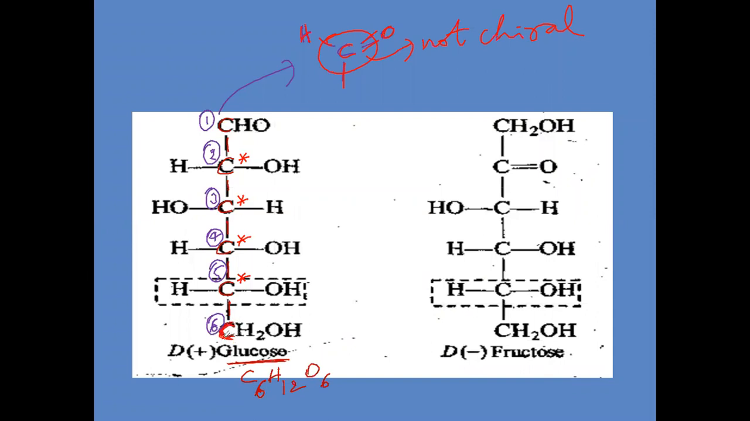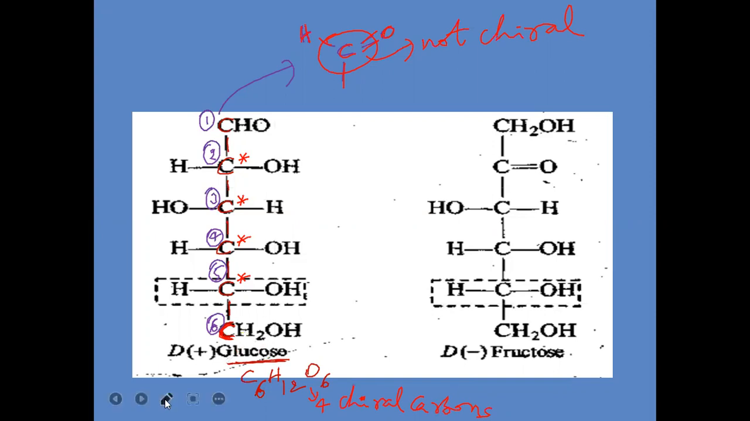And the last one is not chiral. Why? On the sixth carbon there are 2 hydrogens of the same type, and 1 OH group is present. When 2 atoms are the same, that carbon cannot be a chiral carbon. So the sixth is not chiral. So there are 4 chiral carbon atoms present in the glucose molecule. A chiral carbon is also called an asymmetric carbon.